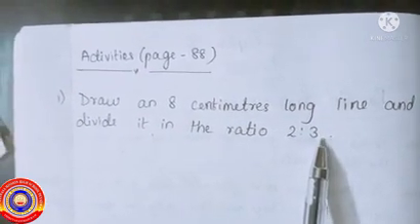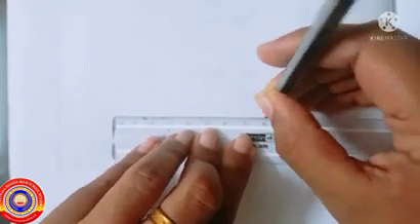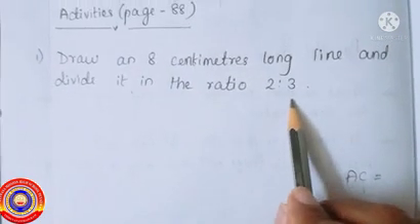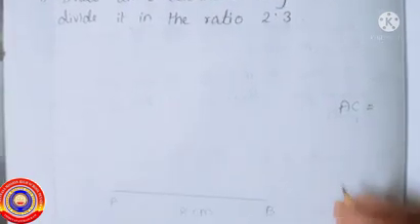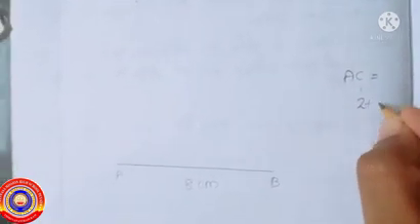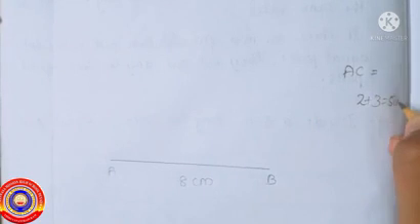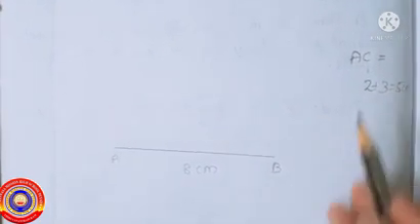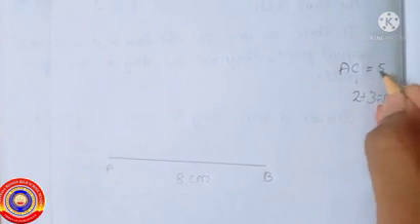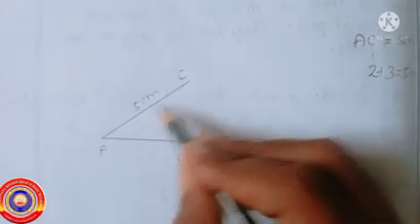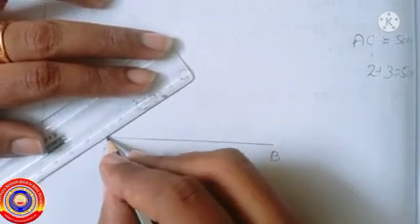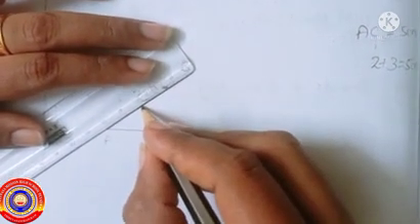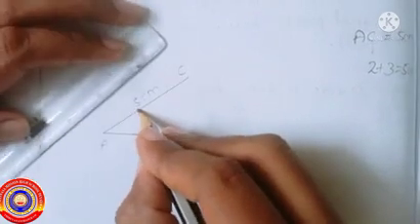For that, first of all, draw a line AB of length 8 centimeter. In the question, it is given that the 8 centimeter long line is divided in the ratio 2:3. So, AC is equal to 2 plus 3, that is 5 centimeter. Then, draw a line AC of length 5 centimeter. On this line, mark D such that AD is equal to 2 centimeter. So, measure 2 centimeter and mark that point.